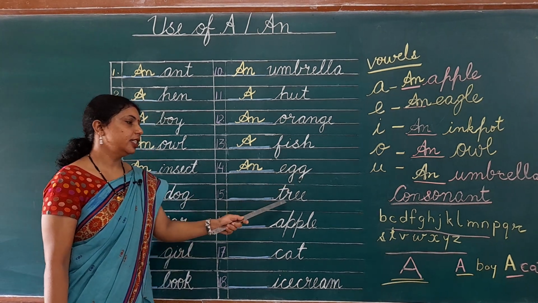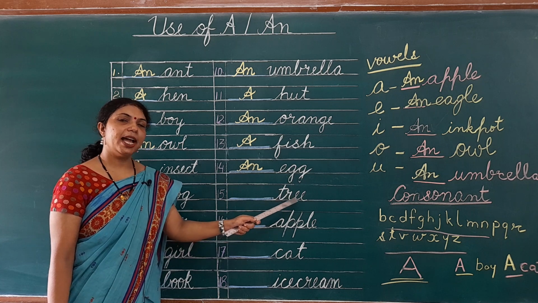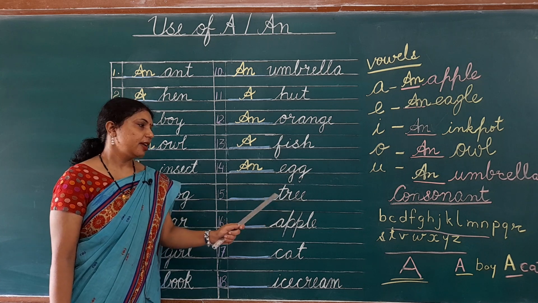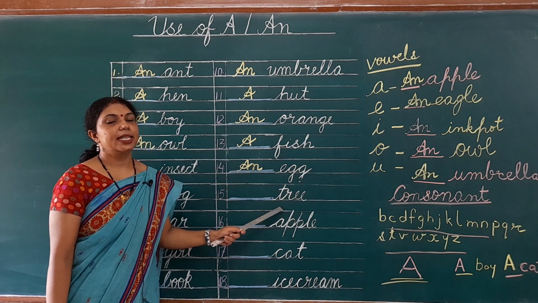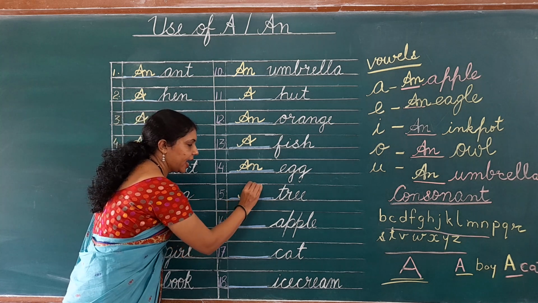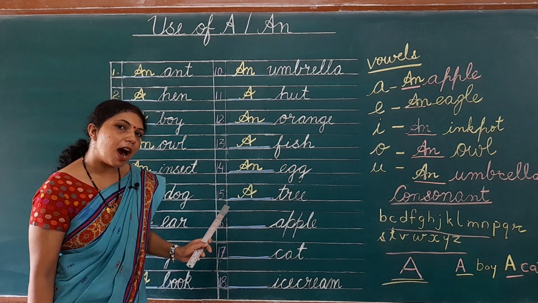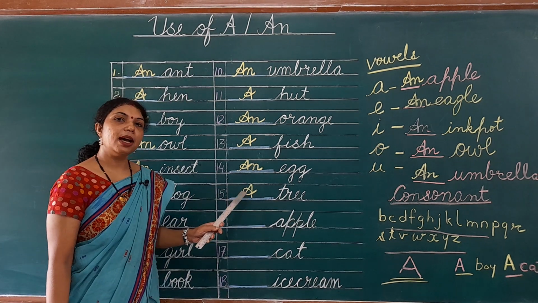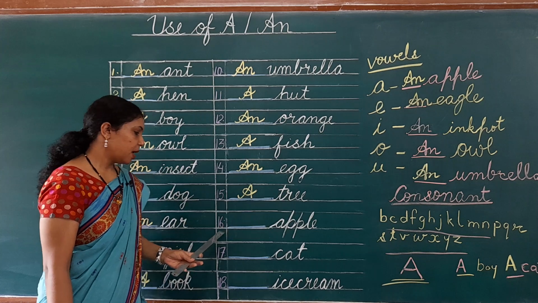Number 15. T-R-E-E, tree. First letter T and this comes under consonant and we will write here A. And what will we say? A tree.